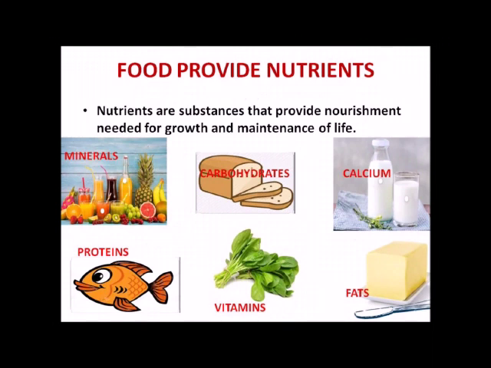Now, nutrients are the substances that provide nourishment needed for growth and maintenance of life. This also we have studied in our previous chapter. Now, children, when we are born, we are very tiny babies with small height and very less weight. As we take birth, we start consuming food, and due to which we start gaining weight. Our height increases, our maturity level increases.